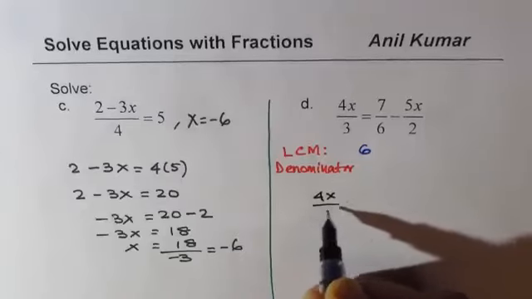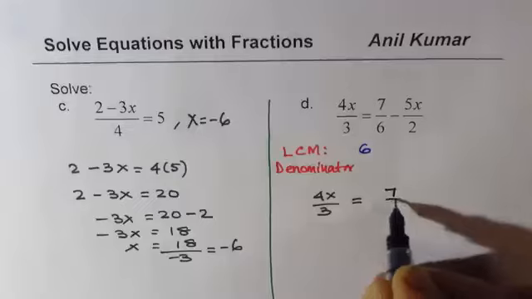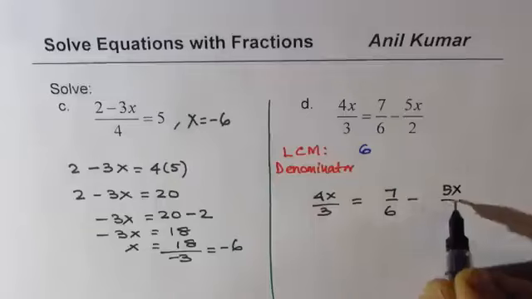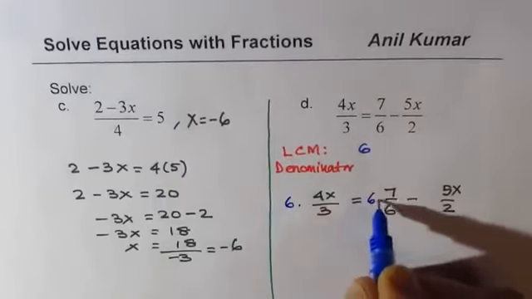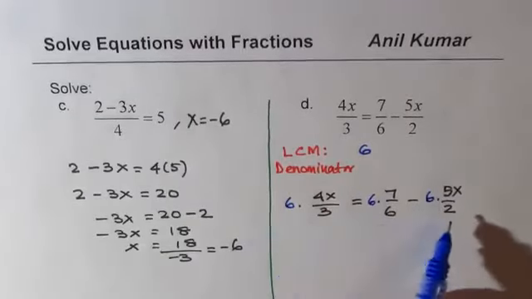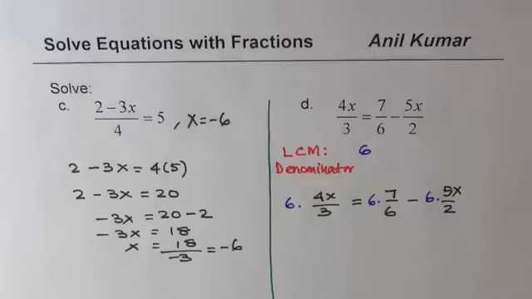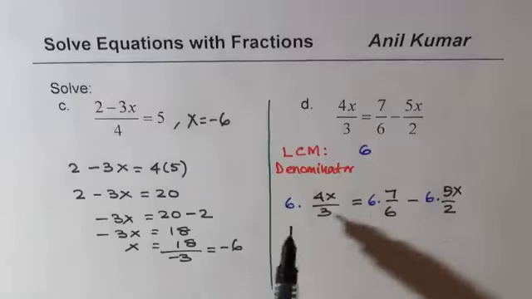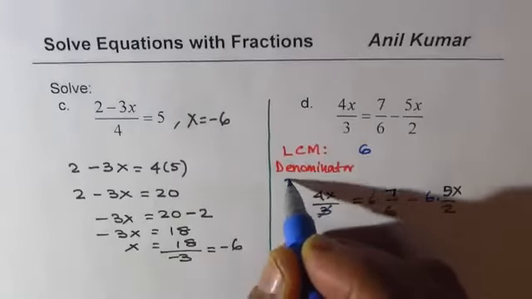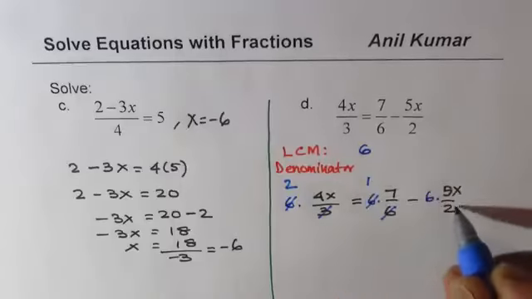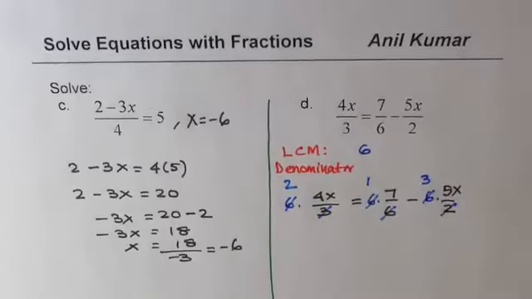So we get 4x over 3 equals to, the equation is 7 over 6 minus 5x over 2. We are going to multiply each term by 6 on both these sides. Do you see this? Now since you do the same operation on both sides, you don't change the equation, but you could simplify it. So when you do so, you could get rid of fraction. That's the whole idea, right? So here, 3 goes 2 times, 6 1 time, and 2 goes 3 times. So basically, you get linear equation without fractions.